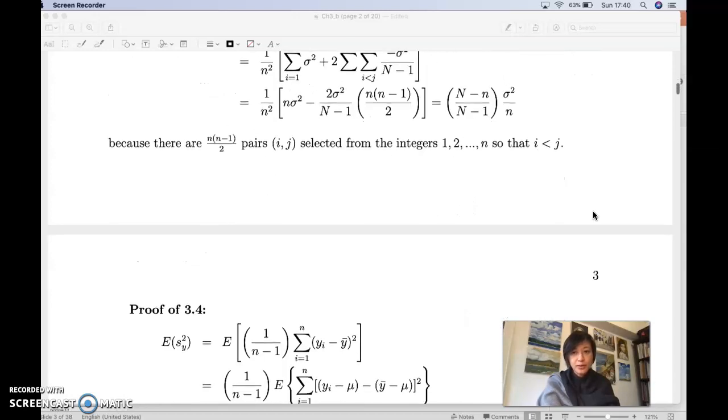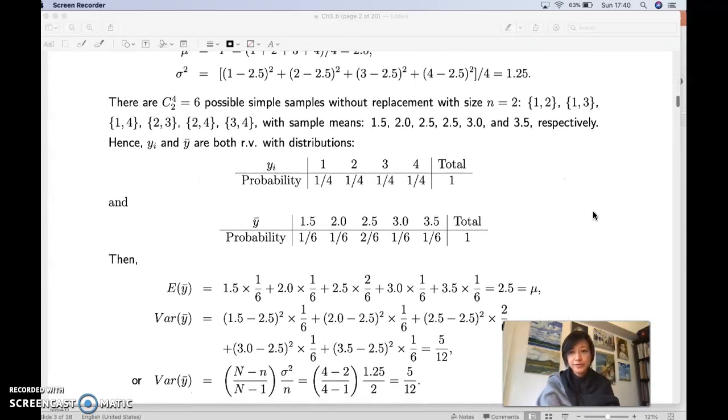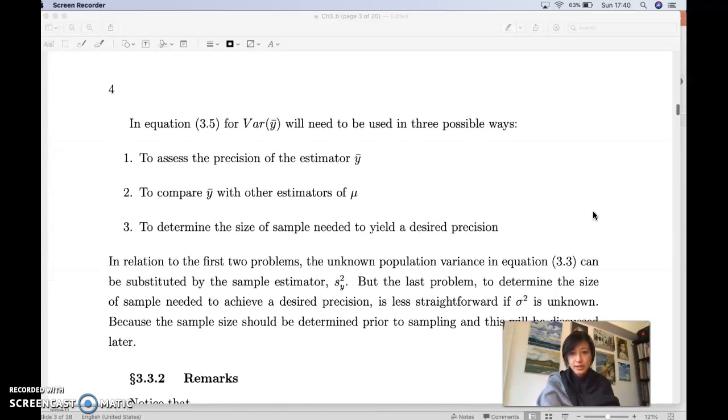Okay, so you may ask, why do we need that? We collect a sample, and then for the sample units, we take an average, y bar. Then we calculate the variance of y bar. What is the use of the variance of y bar?